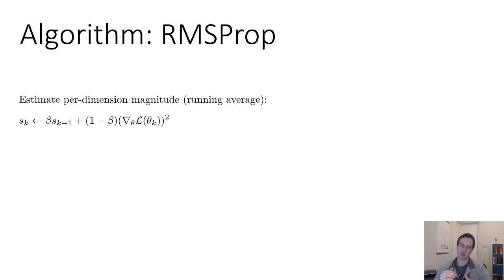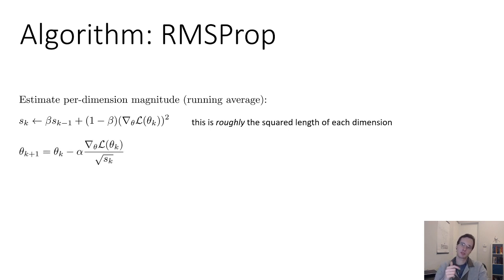And every step, we're going to take the old value of sk minus 1, and we'll multiply it by some factor beta. Beta might be like 0.9 or 0.99. And then we take 1 minus beta and multiply it by the square of every entry in the gradient. So we would expect the vector sk to contain, for every dimension, the average squared value of the gradient for that dimension. So it's roughly how big does the gradient tend to be for that dimension squared. So this is roughly the squared length of each dimension.